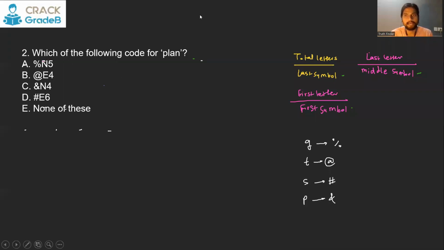Which of the following is the code for plan? Plan has 4 letters, so the options with other totals cannot be the answer. Plan ends with N, so it should have N in the middle, which rules out another option. Let's keep that open. And the first letter is P, and P is ampersand. That means this has to be the answer. Easy. Let's see the next one.